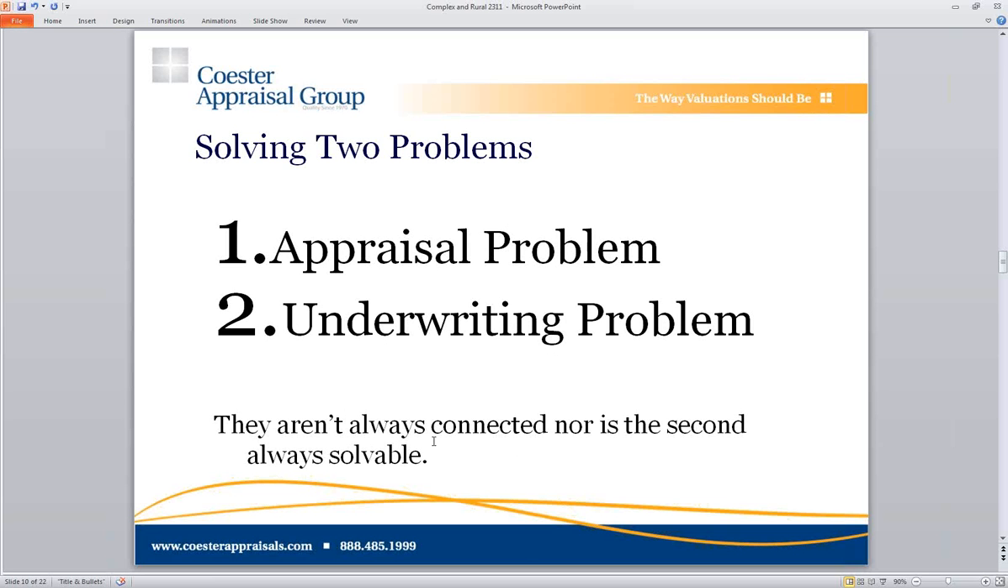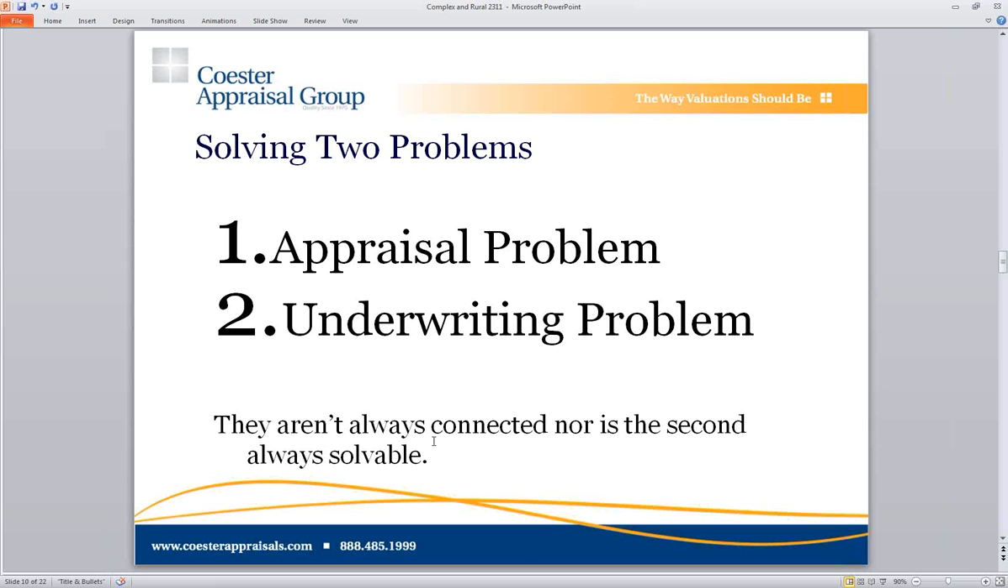Okay, there's a problem with the appraisal. Okay, what's the problem? Well, the underwriter doesn't like it. Okay, well, why don't they like it? Well, your adjustments are too high and your comps are this and this and this. In reality, there's no problem with the appraisal. There's a problem with the underwriting because they're not comfortable closing the loan, funding it, and then they think they're not going to be able to sell it.